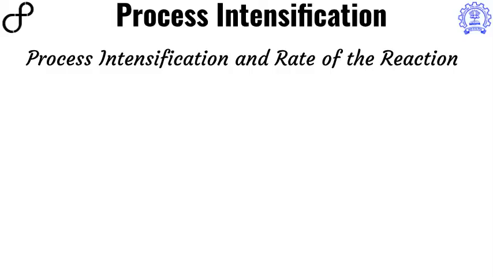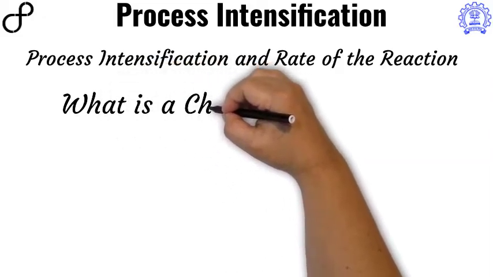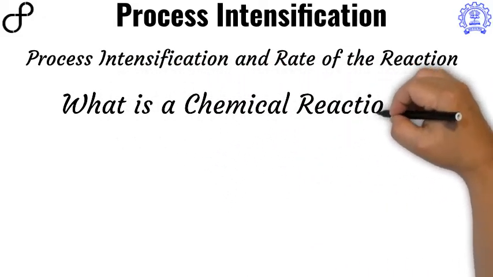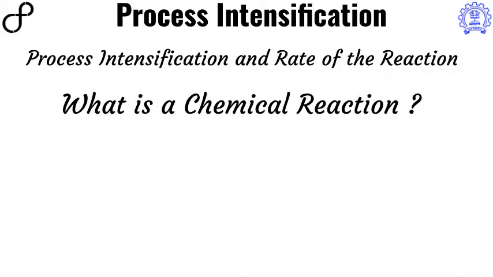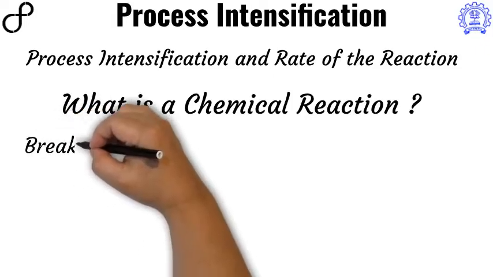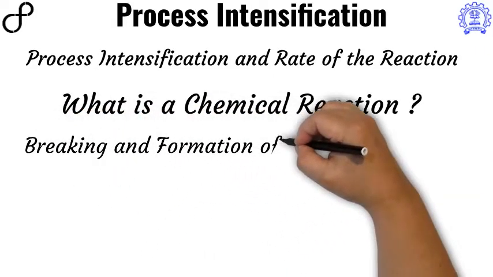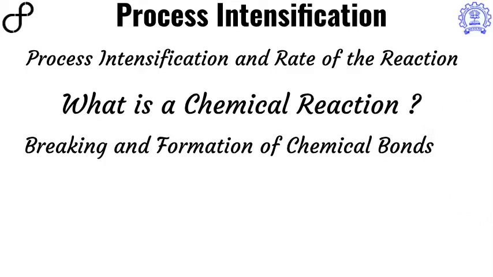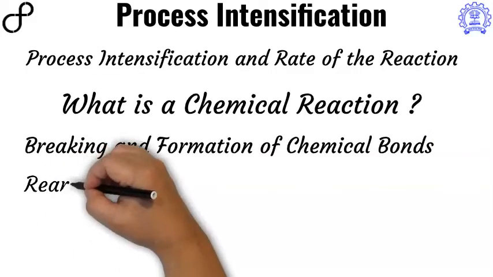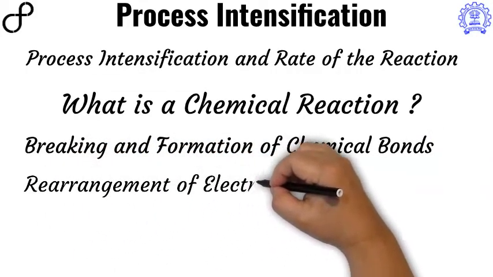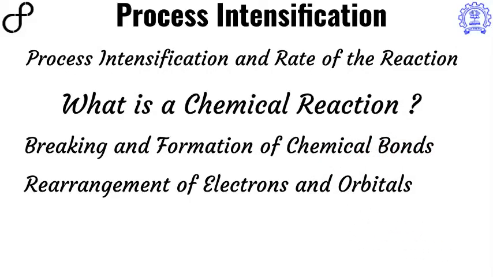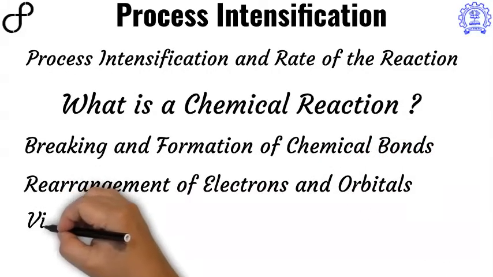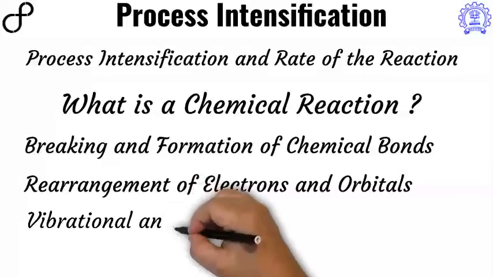Now, we will focus on another simple concept, which is what is a chemical reaction. One of the most simple definitions is the process wherein one breaks and forms chemical bonds. If so, then we all know that breaking or forming of the chemical bonds requires rearrangement of the electrons and orbitals. The process by which electrons and orbitals rearrange are vibrational and rotational motions.